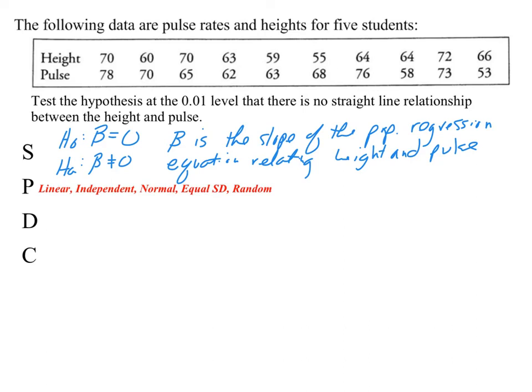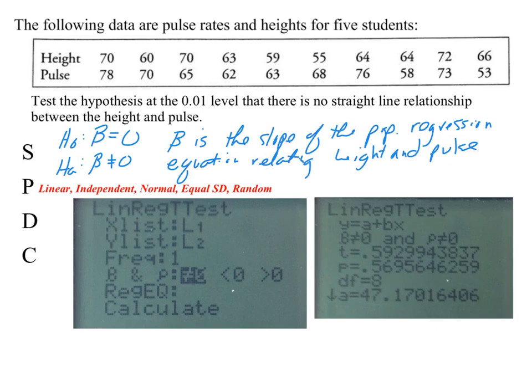Here's the good news. The book, the AP exam will always say, assume conditions for inference are met. You will never need to check these things because it's a lot of work to check the residual plots and do all that. Okay, let's do this on our calculator. All right, so we go into our good old test menu. Find linear regression t-test. You can see I just put the data here. Frequency I left as 1. Make sure this inequality represents your alternative.